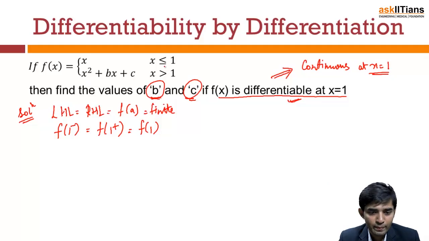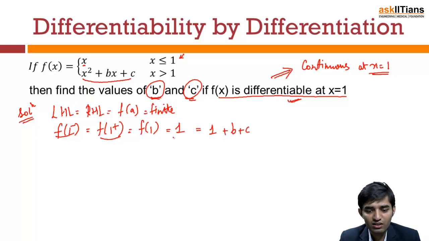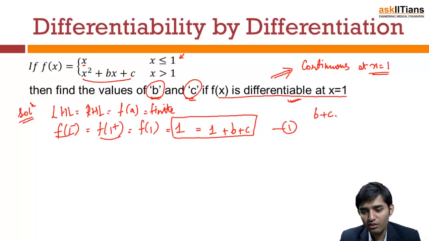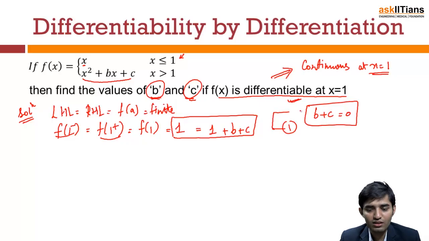And what is f(1)? See, f(1) will be this definition, I will use this definition for x equal to 1. So f(1) will be, in place of x I will just put 1. So f(1) is 1. Now what is f(1 minus)? f(1 minus) is also 1. What will be f(1 plus)? f(1 plus) will be, I will put x equal to 1 in this definition, so f(1 plus) will be 1 plus b plus c. So this is our equation number 1. So basically b plus c is equal to 0, after simplifying. This is equation number 1, b plus c is equal to 0.